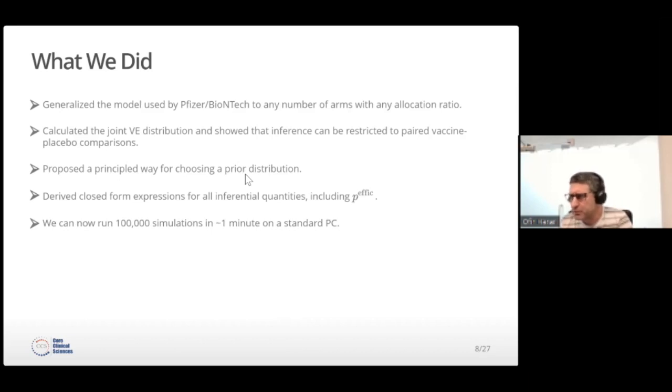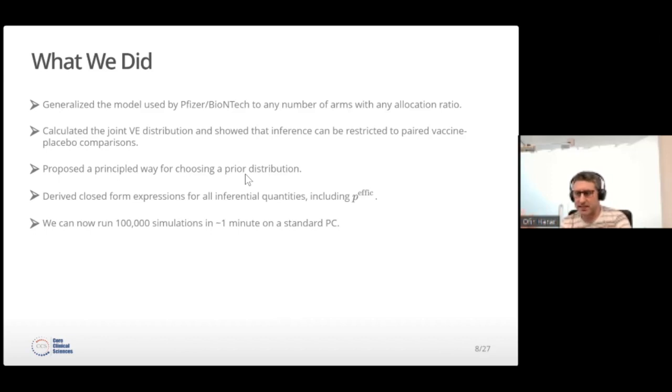So we don't want to restrict ourselves anymore to a one-to-one randomization. On top of that, we also propose a principled way for choosing a prior distribution for those strange parameters, the transformed ones. We derived closed forms for all inferential quantities, namely the mean vaccine effect, the median vaccine effect, the quantiles, and most importantly, the posterior probability of efficacy.